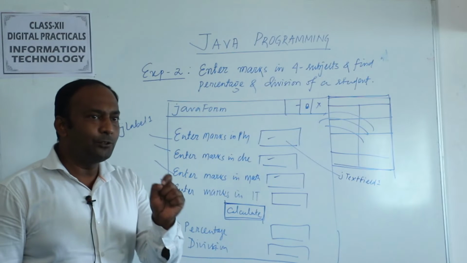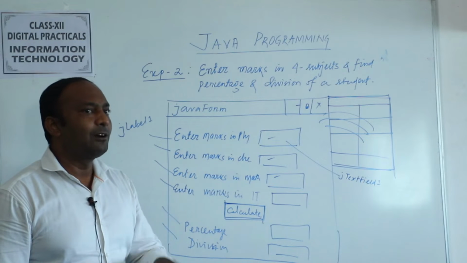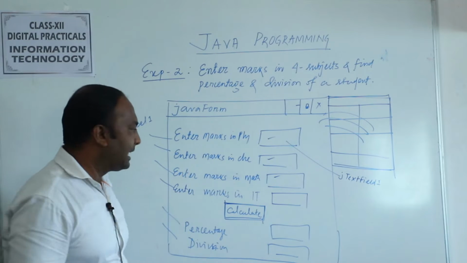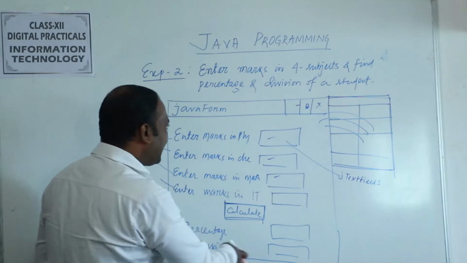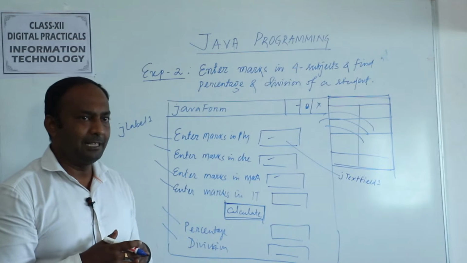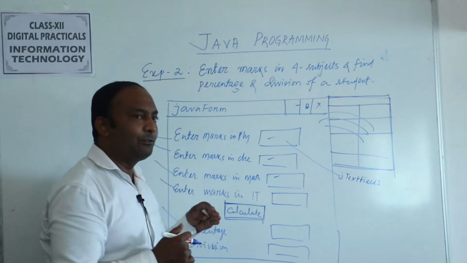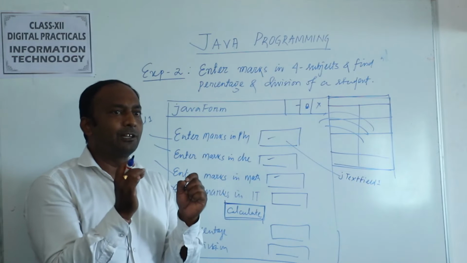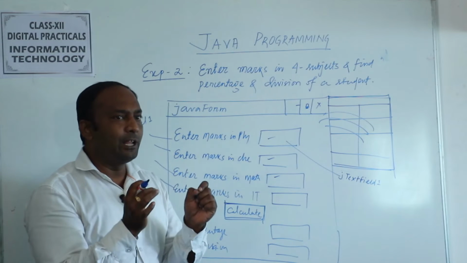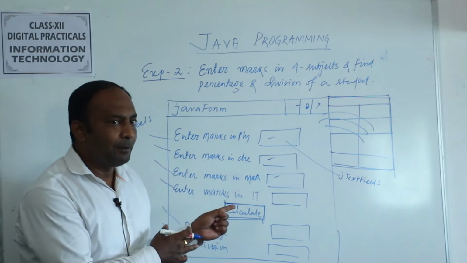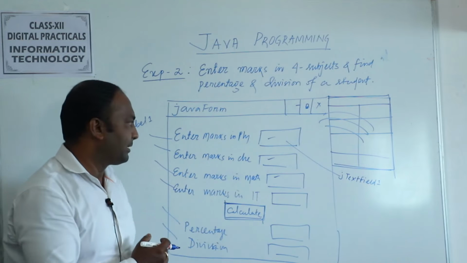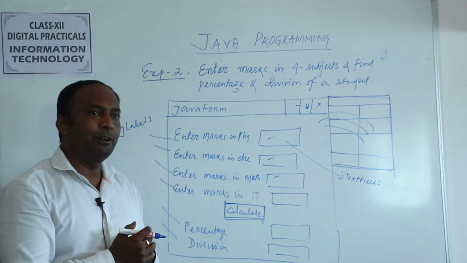So, I have to write down the coding in the button click event. I have to write down the coding in the button click event. So, after creating this design, we have to double click on the calculate button and write down the coding for this program to display the percentage and division. So, how many variables are required here?